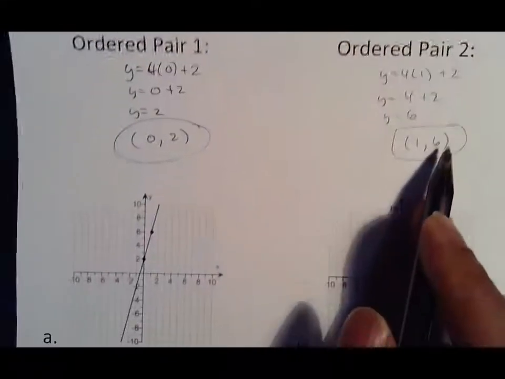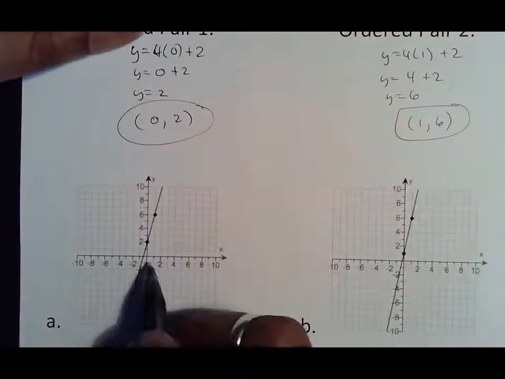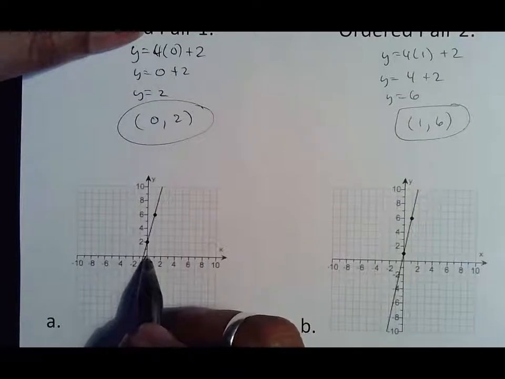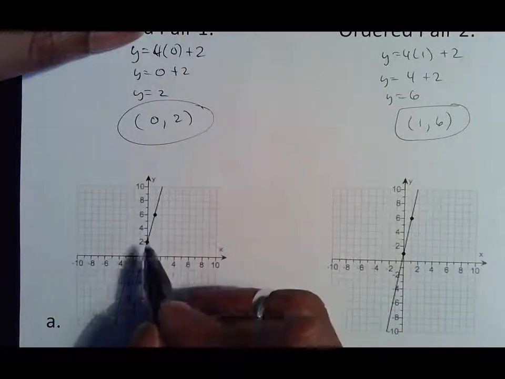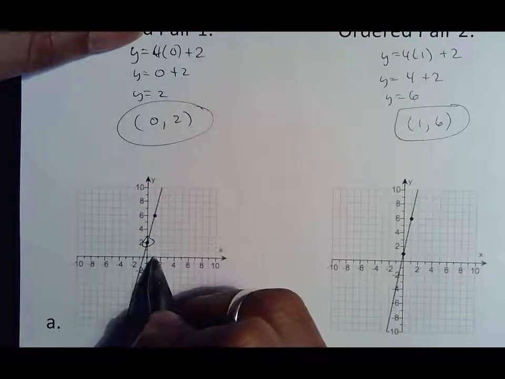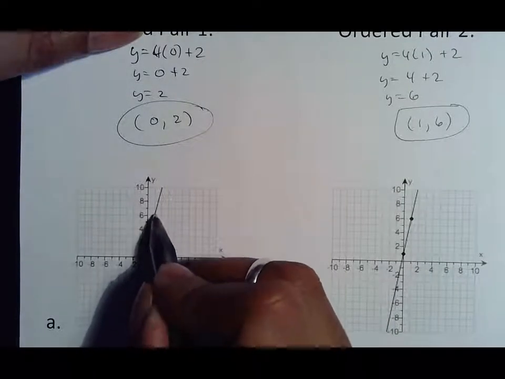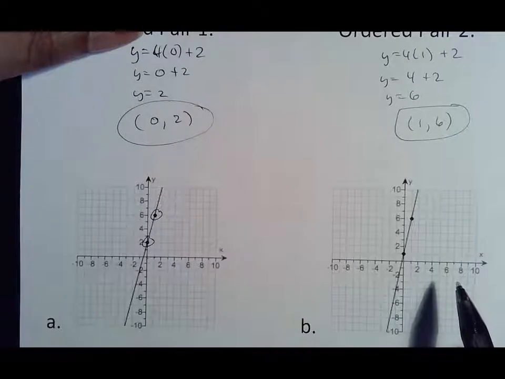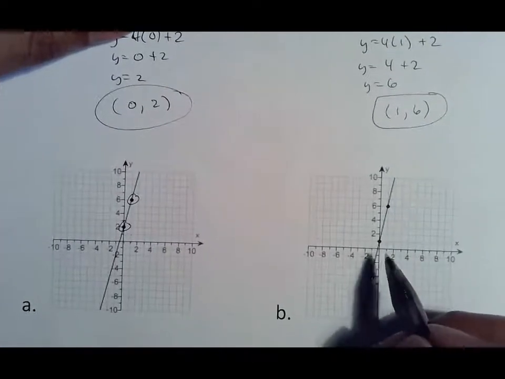But the other thing is just making sure you use your common sense. 0, 2 means don't go left or right, but go up 2. So that's good. 1, 6 means go over 1, up 6. 1, 2, 3, 4, 5, 6. That actually worked. But let's just make sure.